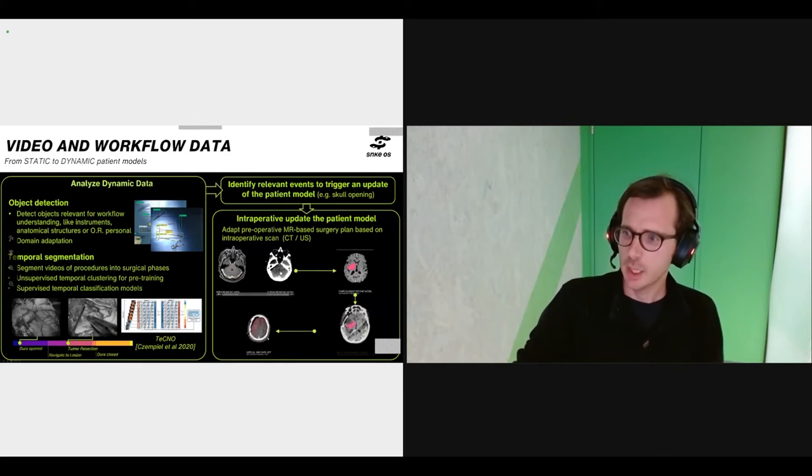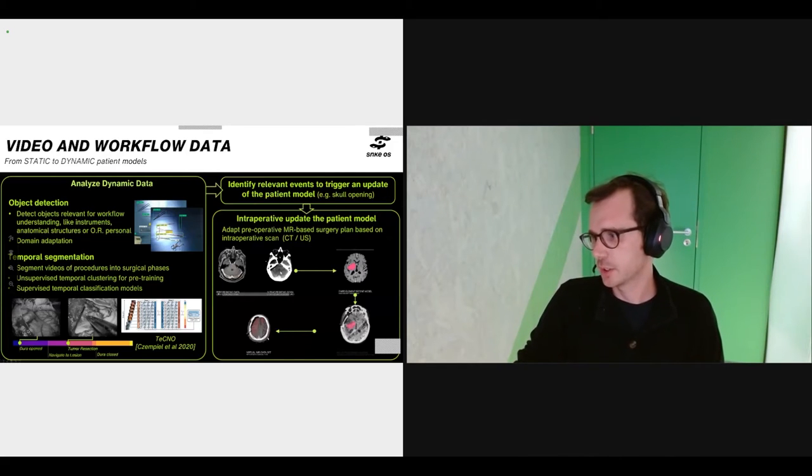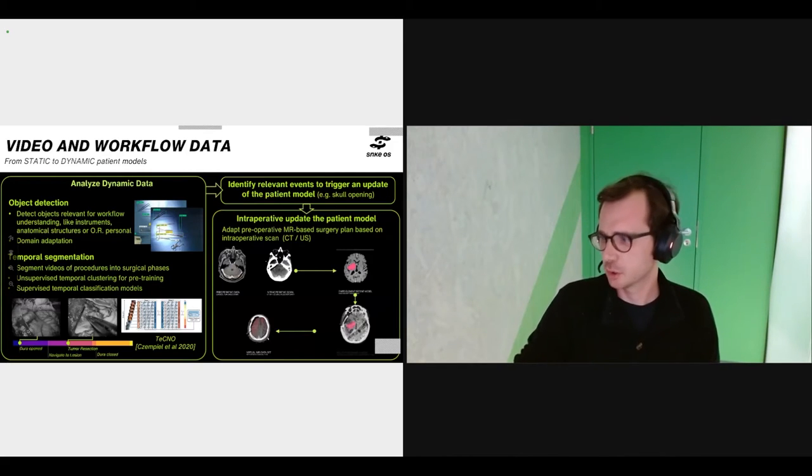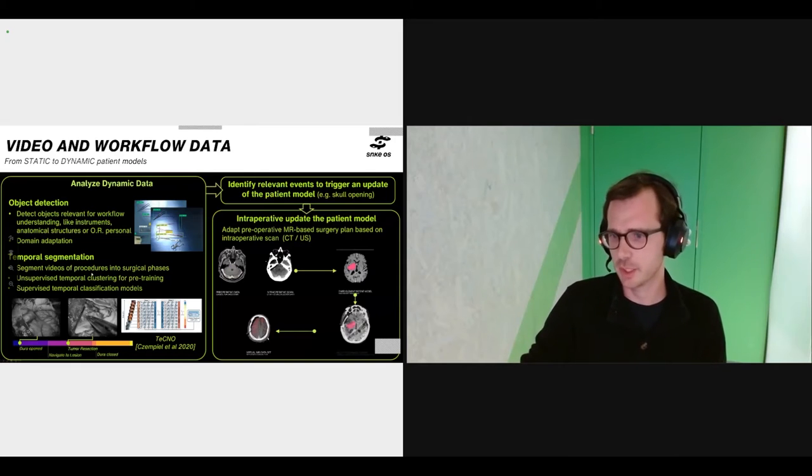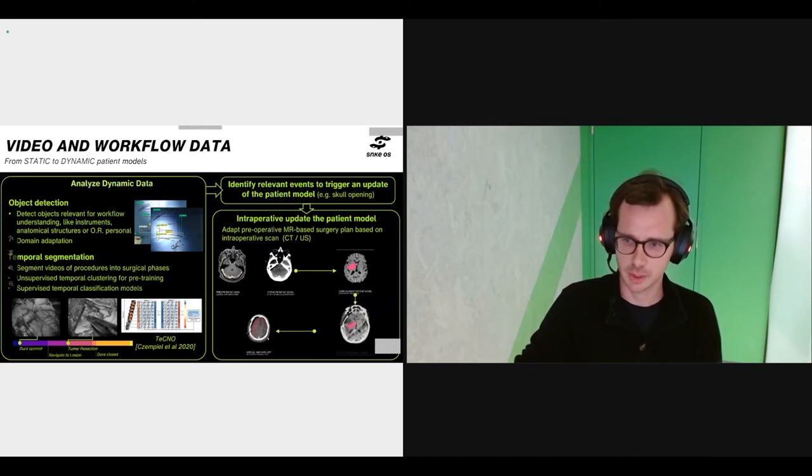And where it becomes interesting is when should we actually trigger this event? An idea to trigger this event is to try to understand what happens during the surgery. So for instance, we are also working on analyzing the dynamic data in the surgery, trying to segment, for instance, the surgical procedures into different phases. We use for that different techniques like unsupervised temporal clustering, also supervised classification methods. But we are also developing methods to do automatic object detection to guide the temporal segmentation of the surgery phases.